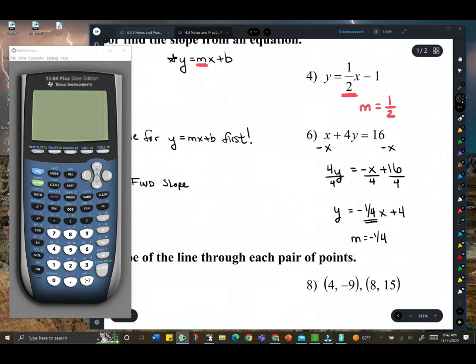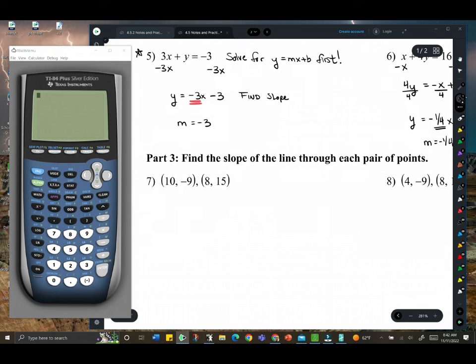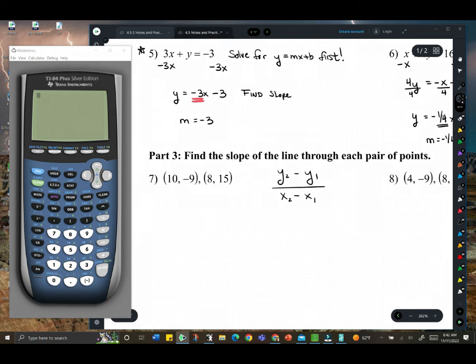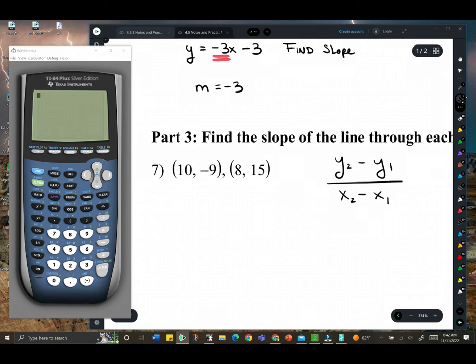Okay. The biggest thing for today is finding slope through 2 points. And this is where our formula comes into play. I'm going to rewrite it down here, something that hopefully you'll master very soon. So y2 minus y1 over x2 minus x1. Where are all these things coming from? Well, it's always helpful to label our points here. So the first point, 10, -9, is our x1 and our y1. The second point is x2 and y2. They always go together like that.